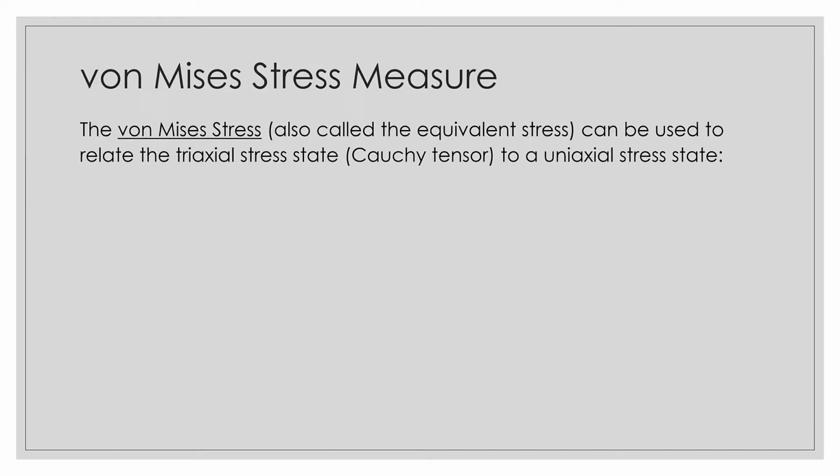In essence, we use something called the von Mises stress measure, which is also called the equivalent stress measure, because it basically takes that triaxial state we saw on the left side with all those sigmas and converts it into a uniaxial stress state. It's a little bit more complex than that, but for what you need to know, that's all we're doing: taking that very complicated state with all those sigmas and transforming it into an equivalent uniaxial state.